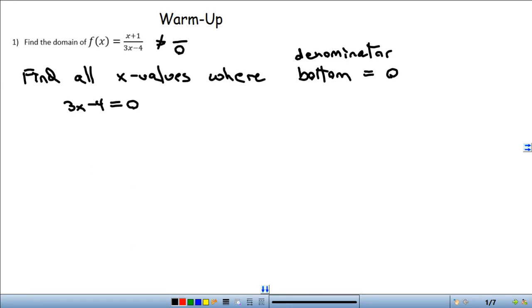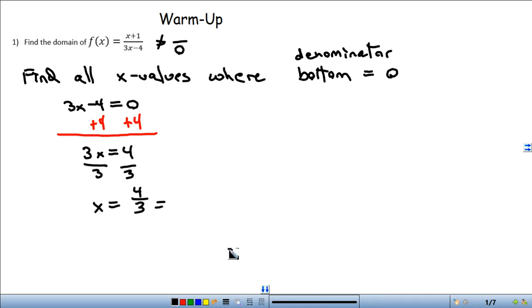So solving it, add 4 to both sides. When I do that, I end up with 3x equals 4. And now divide everything by 3. x equals 4 over 3. And that's equal to 1 1/3. So at x is 1 1/3, I can't have it. I'm not allowed to have x being 1 1/3. It can be every other number aside from 1 1/3.